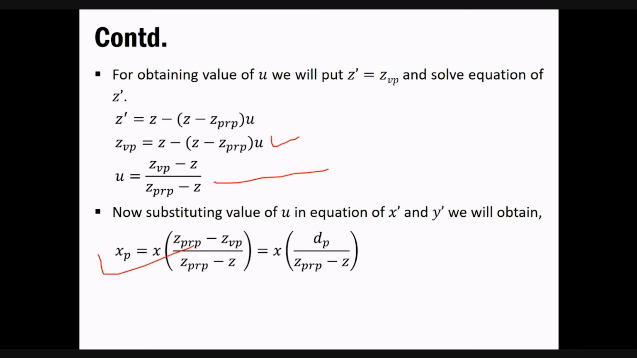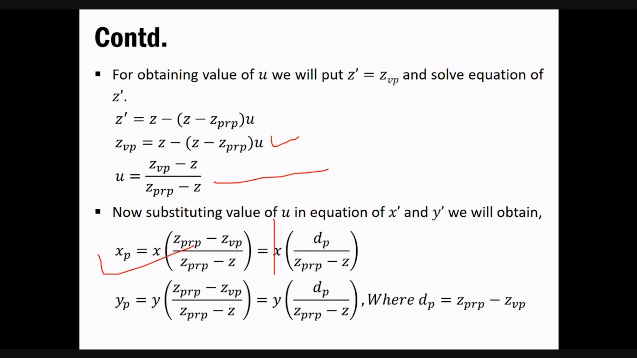You can solve it and you'd get the same thing. Then doing the same thing for yp, you'd get what is written on this slide, which is nothing but x into zprp minus zvp upon zprp minus z. Further, you can simplify it by putting Vp equal to ZPRP minus ZVP. Then all of this, that is ZPRP minus ZVP, can be substituted with Vp, and the final thing you'll get is this term.